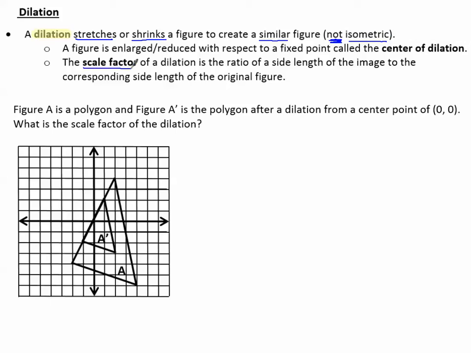The scale factor of a dilation is the ratio of a side length of the image to the corresponding side length of the original figure. A scale factor is something you multiply by.